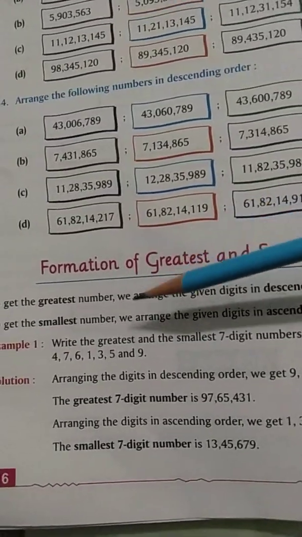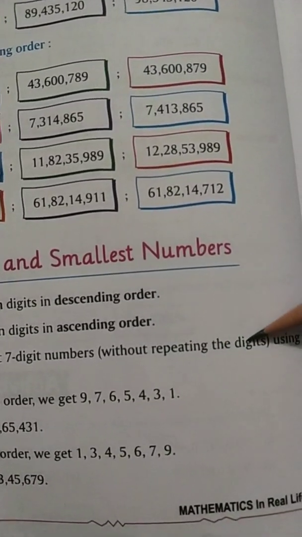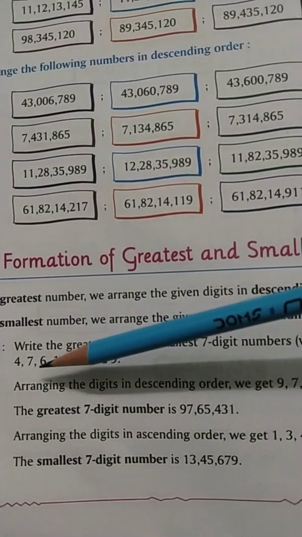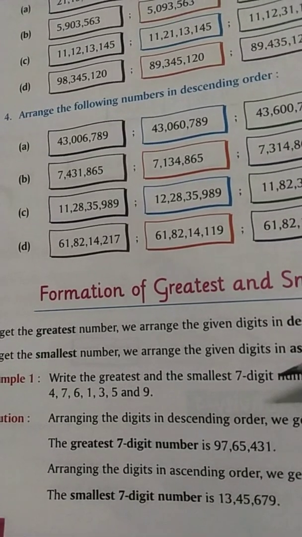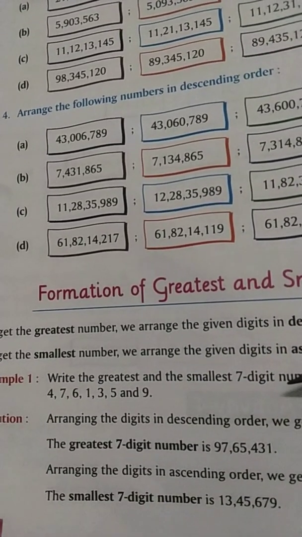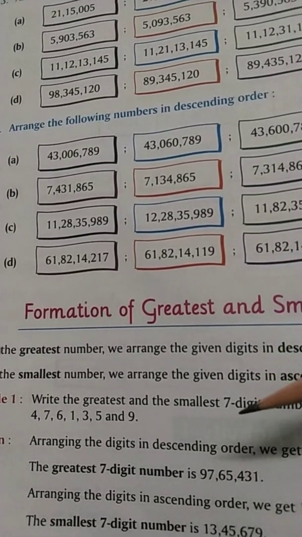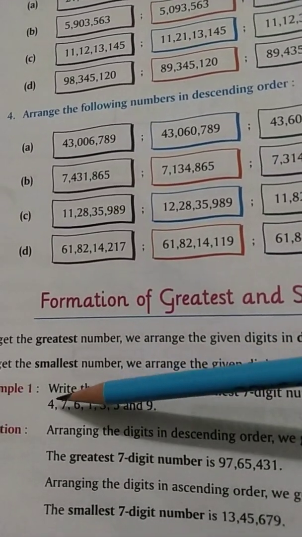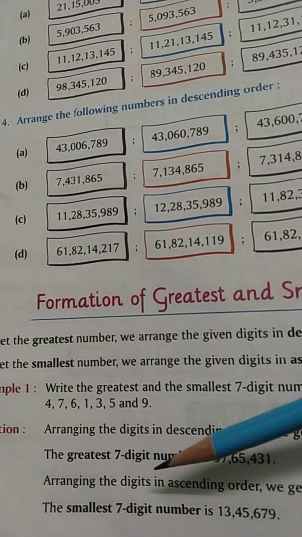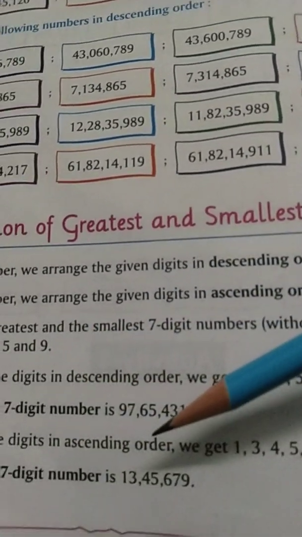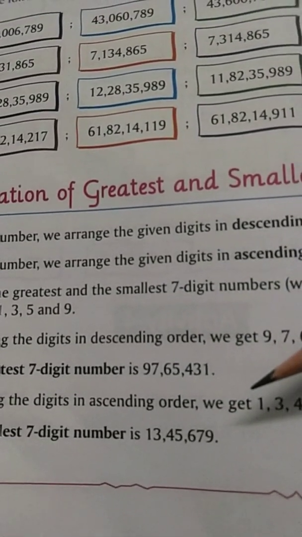Right? Let's have an example. The question is, write the greatest and the smallest 7-digit numbers without repeating digits using these. There are 1, 2, 3, 4, 5, 6, 7, 9 digits and we need to form a 7-digit number. Obviously, if there are 7 digits and we need to form a 7-digit number, it means we need not repeat the digits. Now, a very important point is that you will not put commas after every digit while forming the number. You can put commas according to the periods.